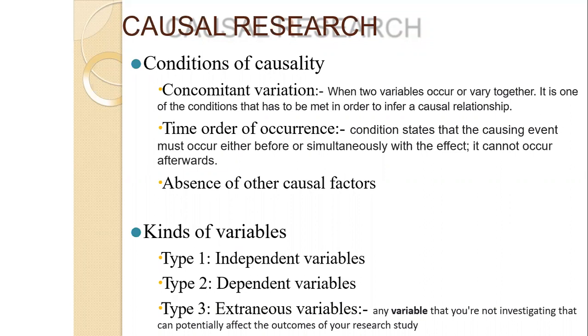Next, time order of occurrence. This condition states that the causing event must occur either before or simultaneously with the effect. It should happen before the effect or simultaneously. It cannot occur afterward. That is called the time order of occurrence. Next is the absence of other causal factors, which is also a condition that must hold.